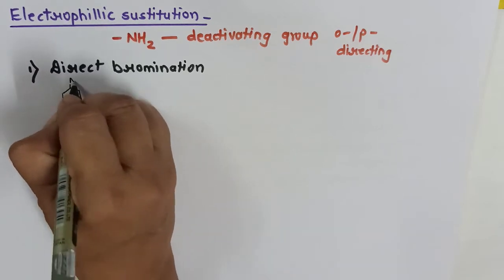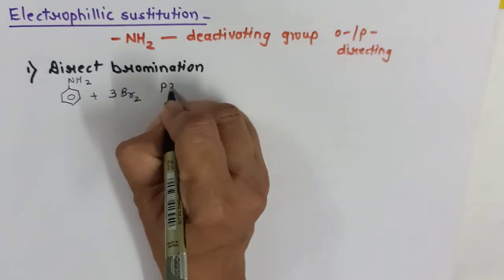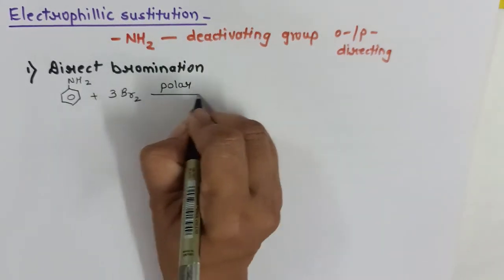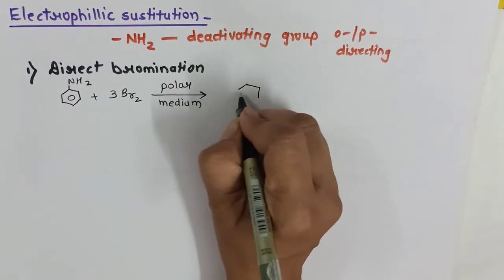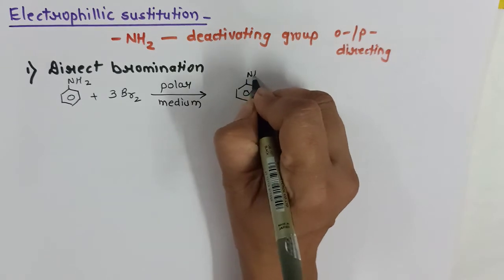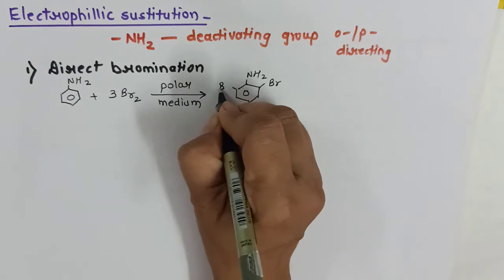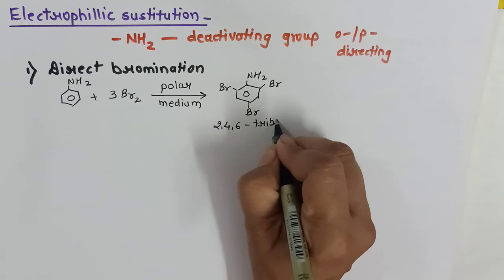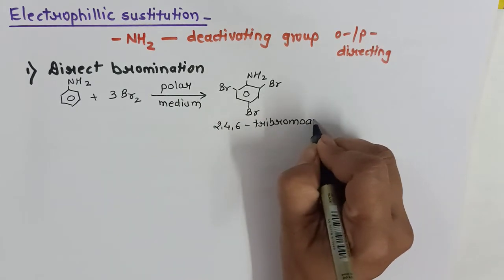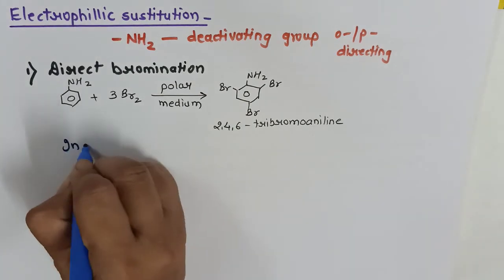aniline is treated with bromine in polar medium like carbon tetrachloride, carbon disulfide, etc. And we get a substituted product. This will be 2,4,6-tribromoaniline. So through direct bromination we get tri-substituted product, but if I want monosubstituted product, then I need to do indirect bromination.